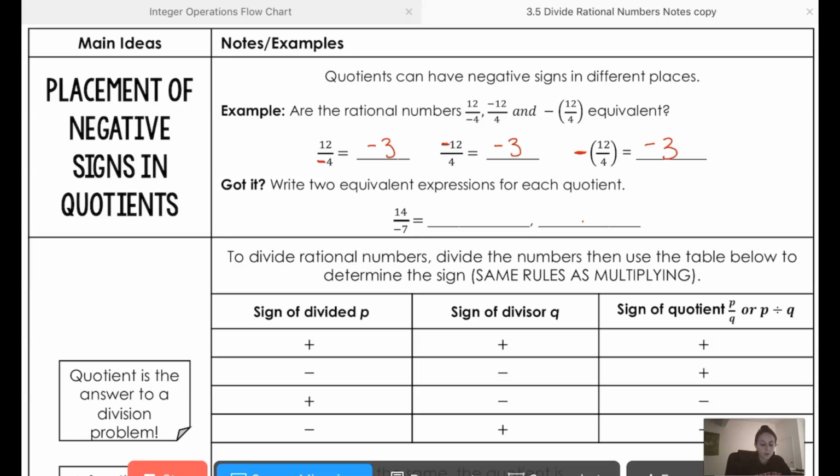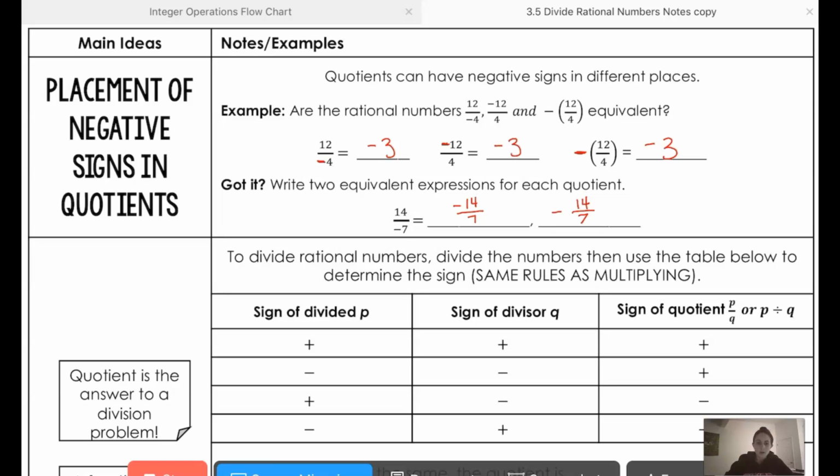All right, so now I want you to try to create two equivalent fractions or expressions for the quotient below. So 14 over negative 7. I want you to write that in two other ways. Pause the video and give that a try.